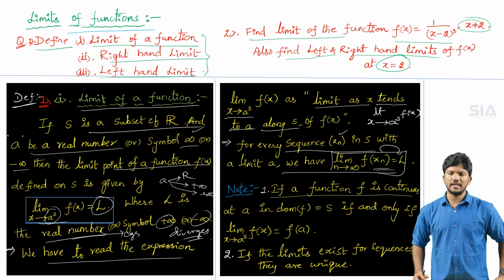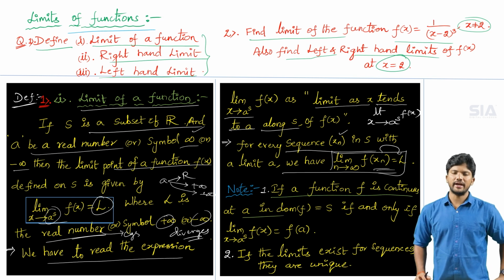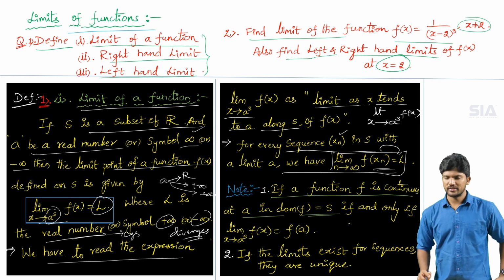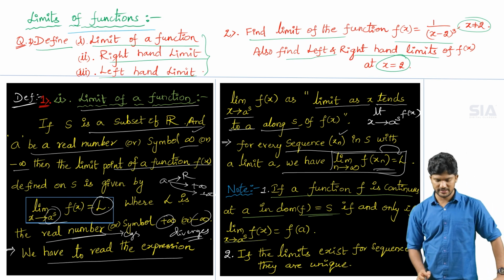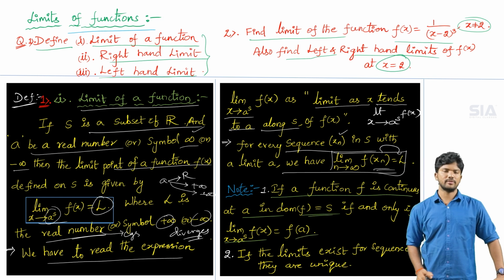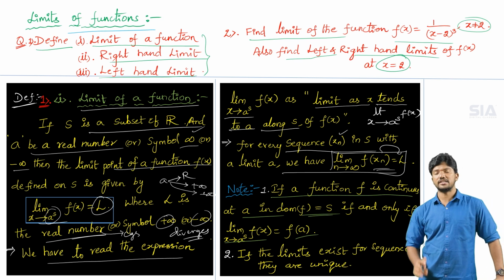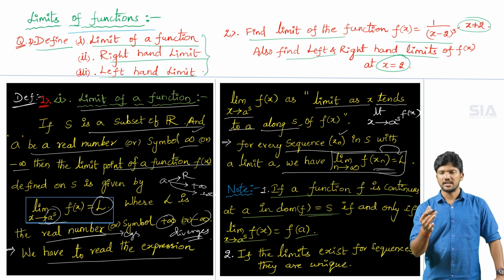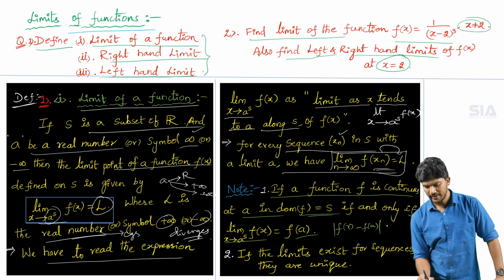If a function small f is continuous at small a in a domain of f, that is equal to capital S, if and only if the limit as x extends to a along S of f of x is equal to f of a. Okay, so these note points are regarding the given problem only. If a function small f is continuous at small a, what is the condition? The absolute value of f of x minus f of a is less than epsilon.